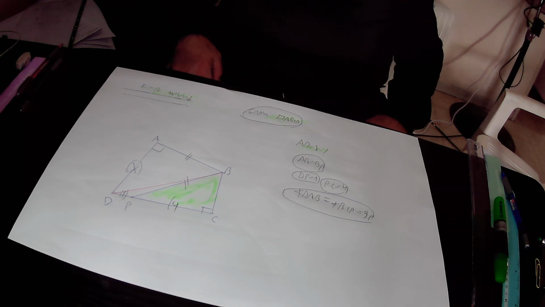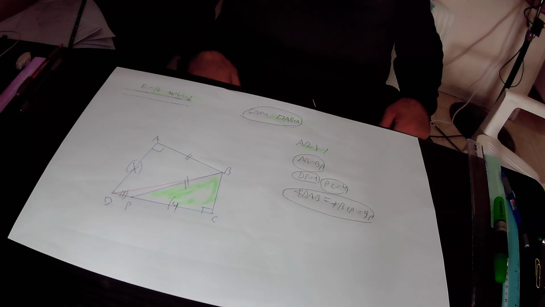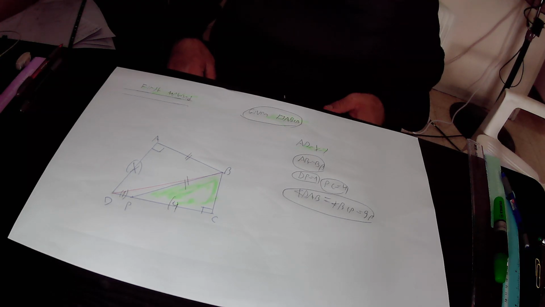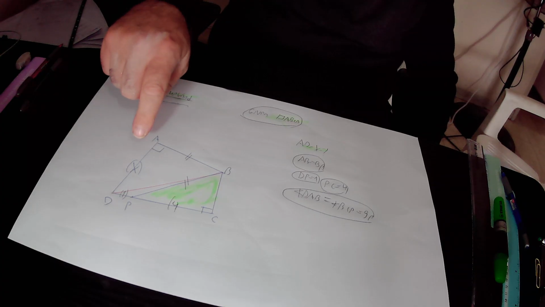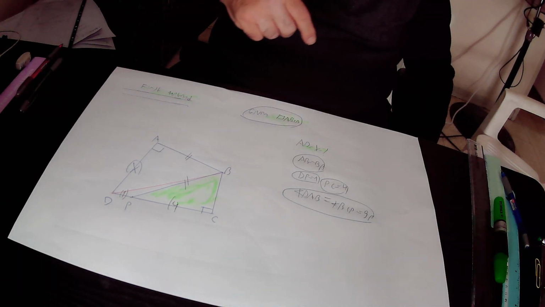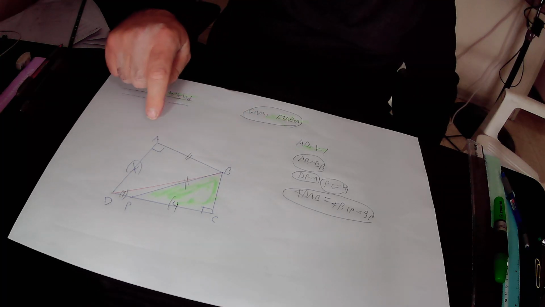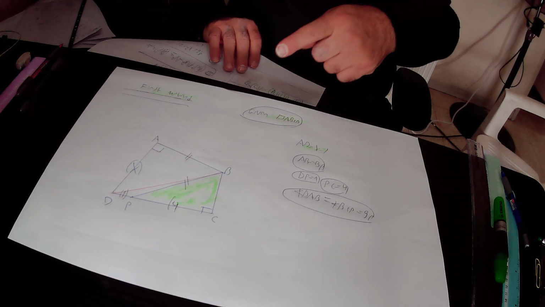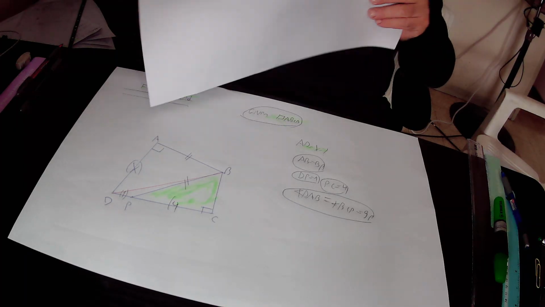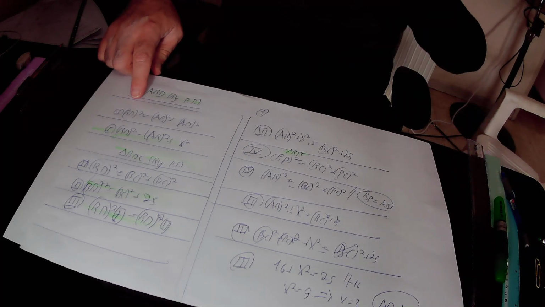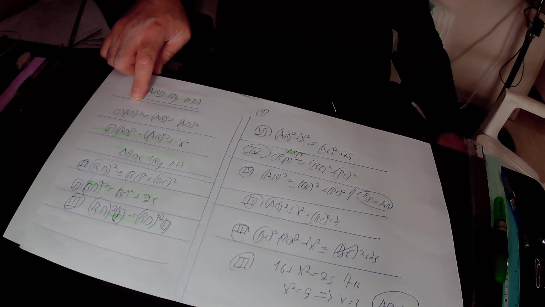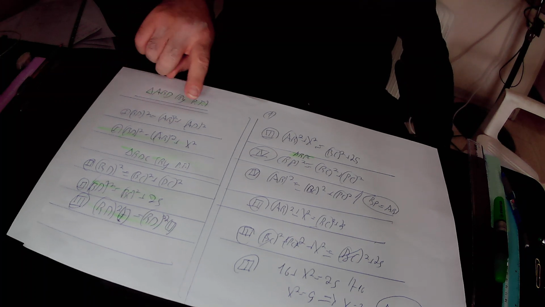According to the Pythagoras theorem, in any right triangle, the square of the hypotenuse equals the sum of the squares of the perpendicular sides. So in this upper right triangle ABD, BD squared, that is the square of the hypotenuse, equals AB squared plus AD squared. Again, in this upper right triangle ABD, BD squared equals AB squared plus AD squared.